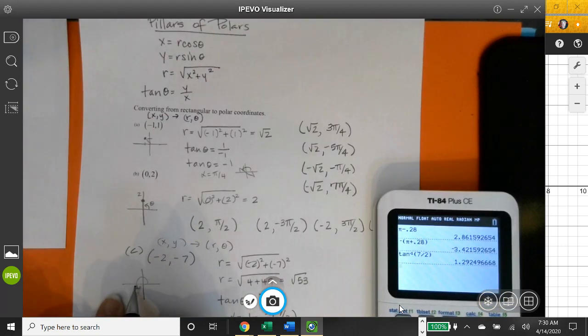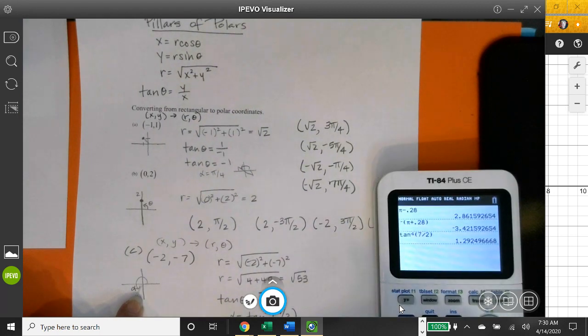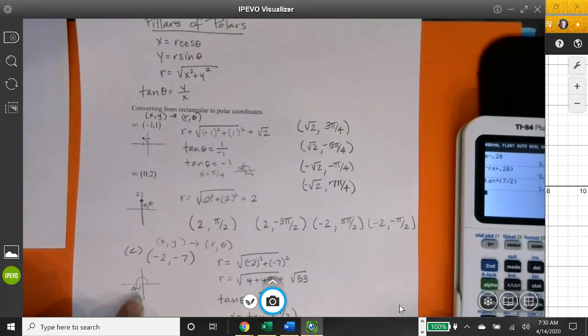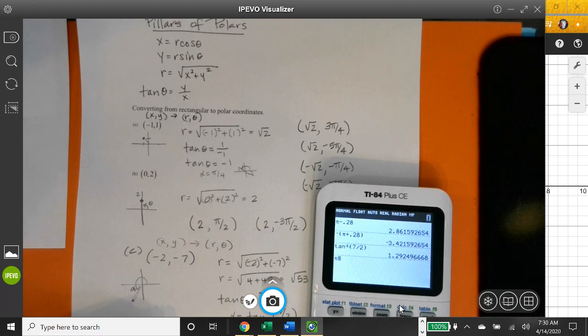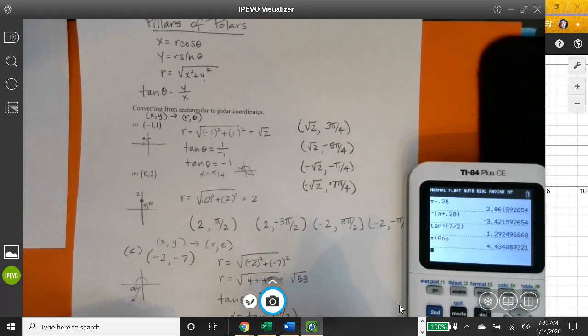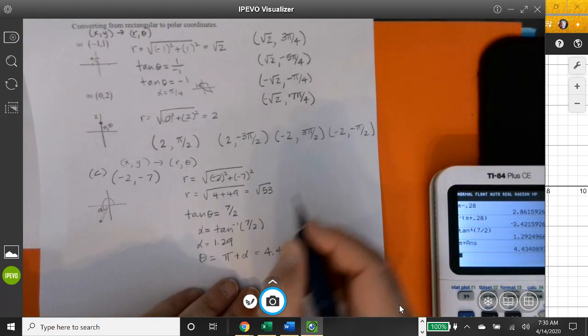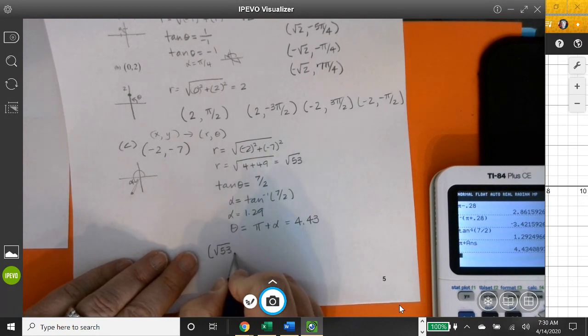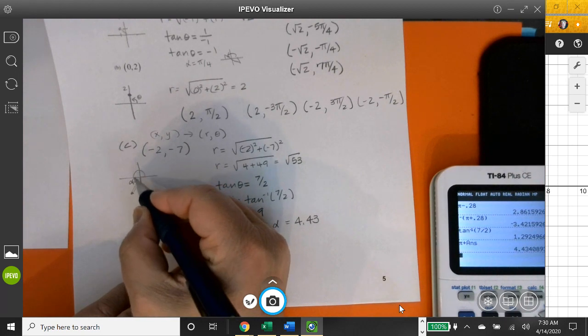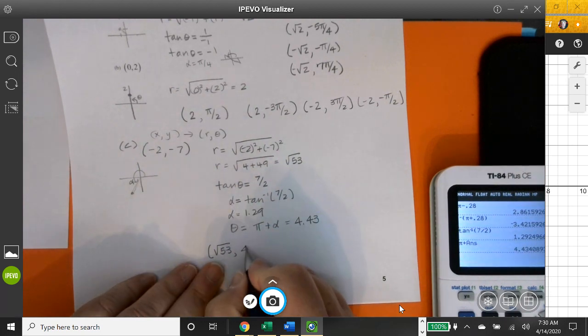Okay, and if I want the angle for my point here, if this is alpha, I got to find theta. So theta is going to be, since I'm in quadrant 3, pi plus alpha. So second, pi plus, and I'm going to say the answer here, and we get 4.43. So my first polar representation would be, I'm going out radially root 53, again, a beautiful number, and I'm going to rotate in the counterclockwise direction 4.43 radians.